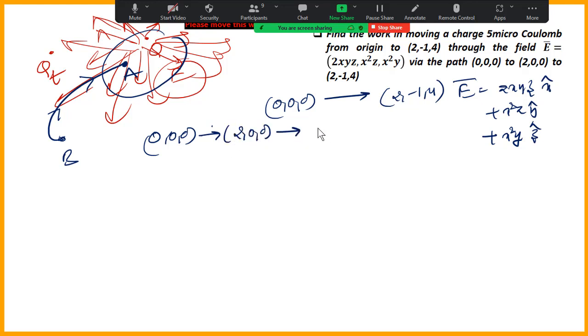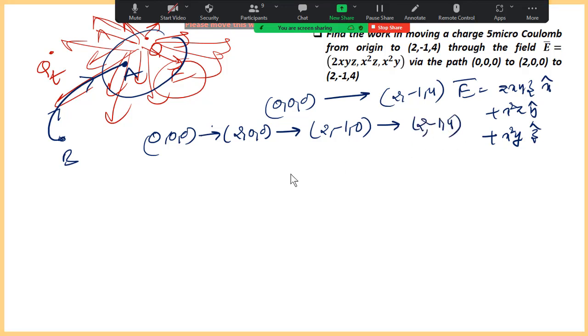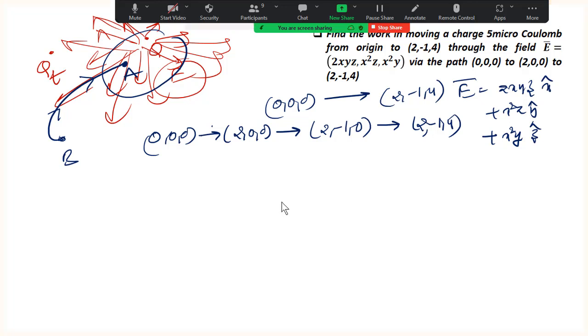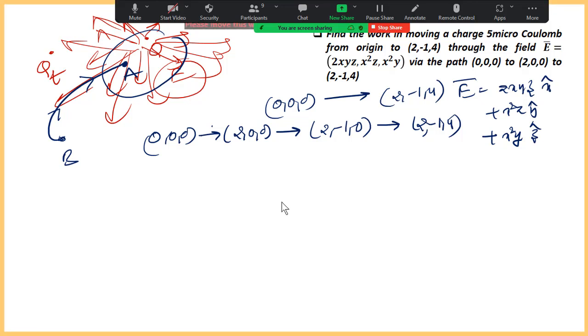And from this we are moving to (2, -1, 0). And then we are moving to (2, -1, 4). So in this manner we are moving, from (0, 0, 0) to (2, 0, 0), and then (2, -1, 0), and then (2, -1, 4). So in this path the charge is moving.